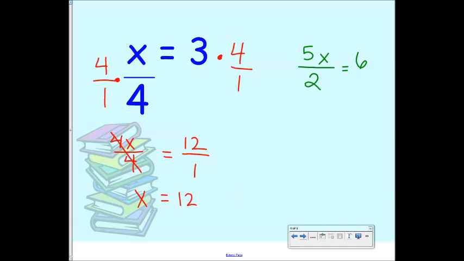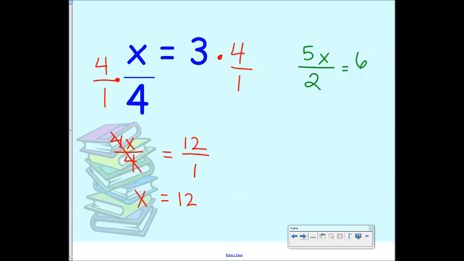The 2, and Andy, you said the 5. Do I need to get rid of both of them? Yeah, I have to get rid of both of them because I want x by itself, right? Can you read this for me as a fraction? Elijah? Okay, 5x over 2, but I only want to get rid of the 5 over 2. I don't need to get rid of the x.